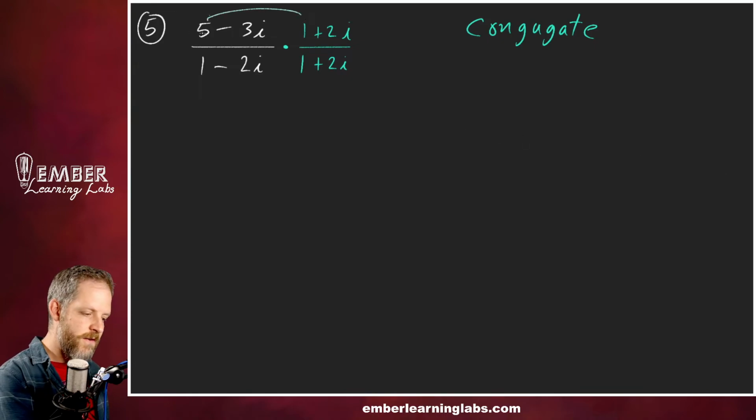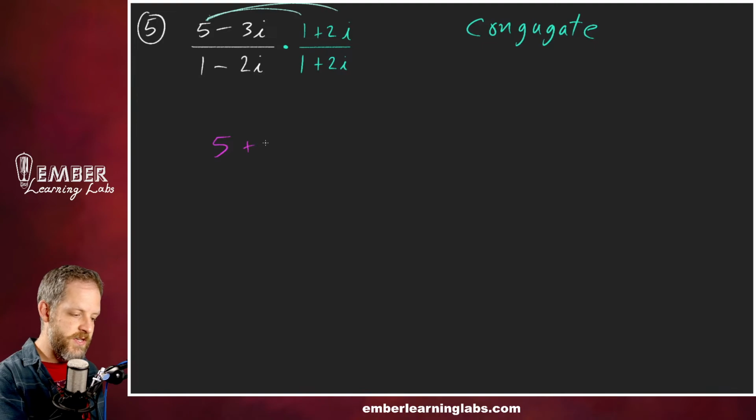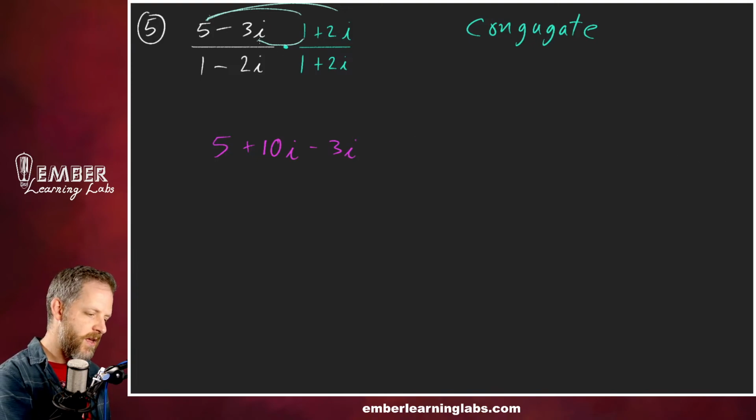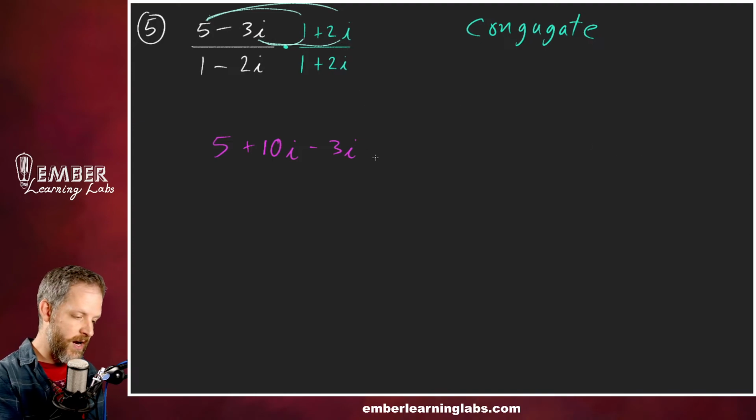Okay, so for the top, we're going to distribute. 5 times 1 is 5. And then 5 times 2i is plus 10i. Oop, that's not a 0. Try again. 10i. And then we're going to take this one, negative 3i times 1. That's easy peasy because it's just negative 3i. And then finally, last but certainly not least, we have negative 3i times 2i. So we end up with negative 6i squared.